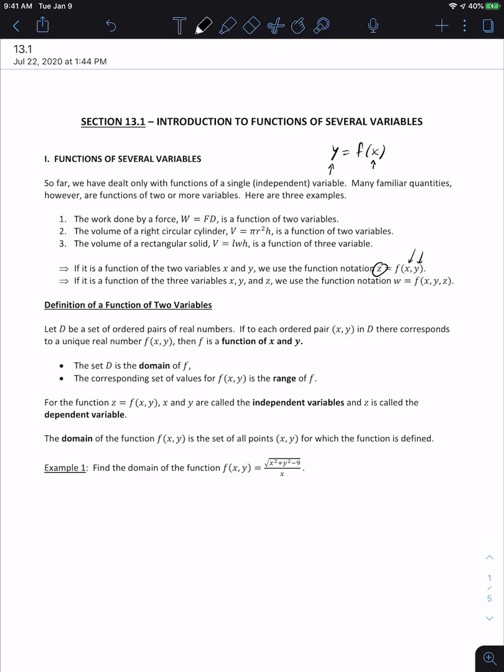Or in the case of three variables, I plug in an x, y, and z as my three independent variables, and w is then my dependent variable. All right, so it's just extending everything we already know to more variables.